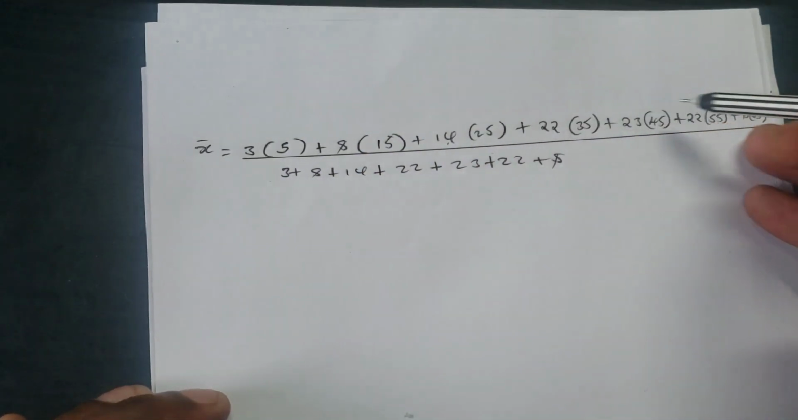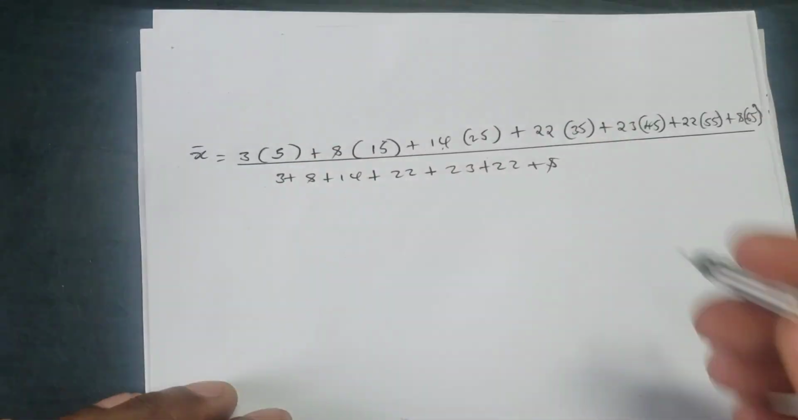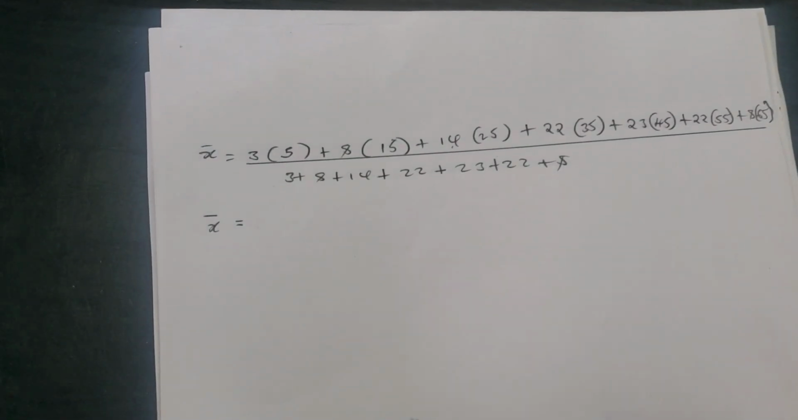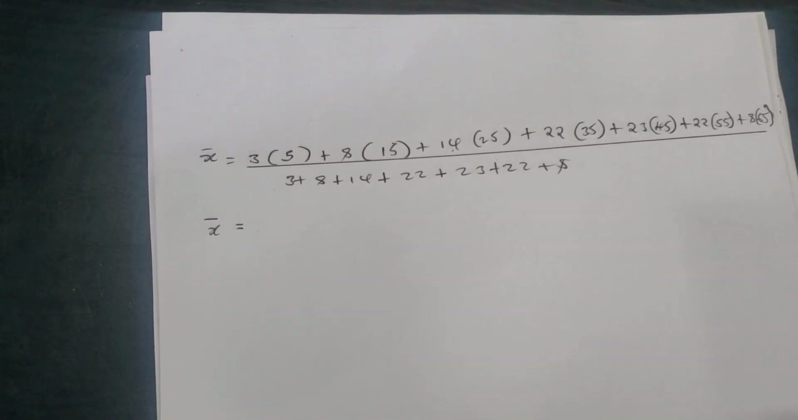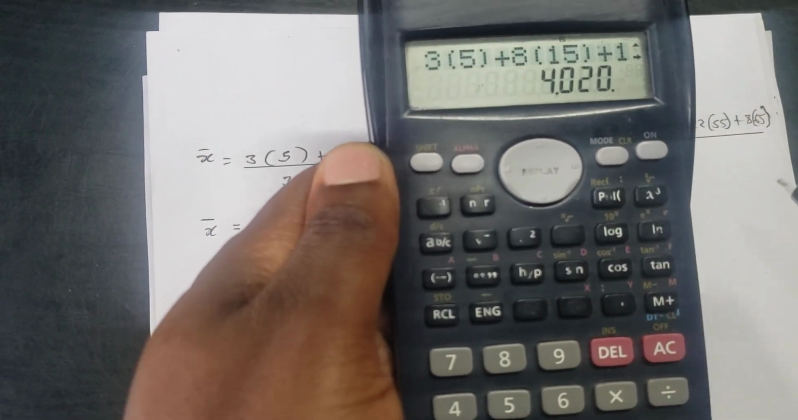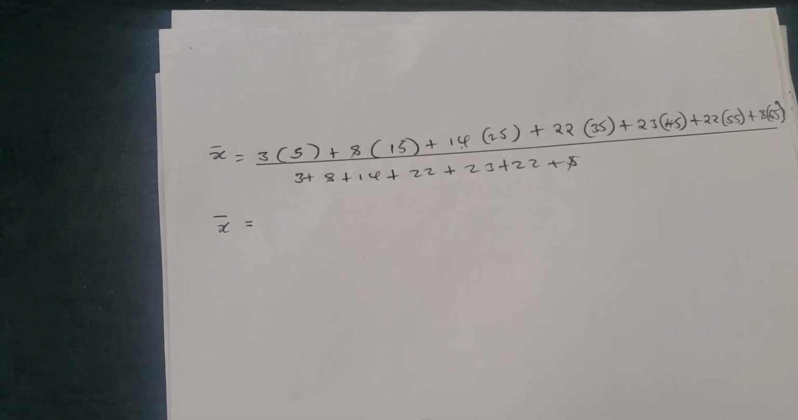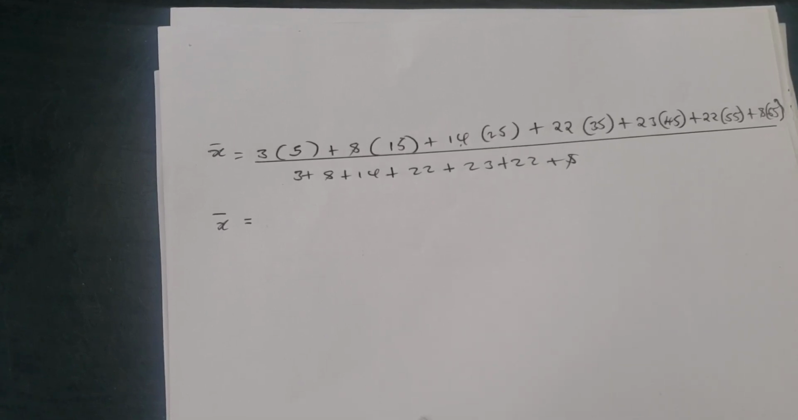So what are we going to have? I've entered all that data, and if I say equals, I'm getting 4020. Please check, if you multiply everything, are you also getting 4020? Kindly comment so that I know that people are indeed following.